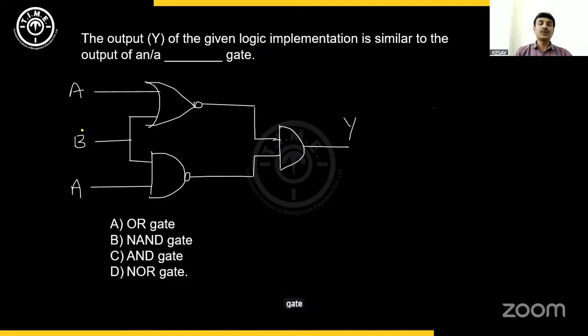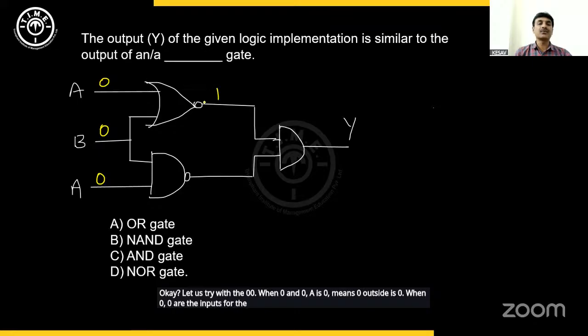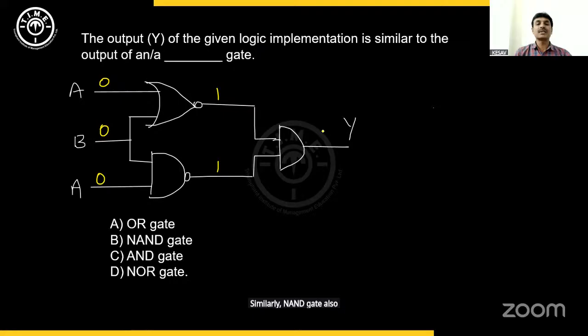See, A, B, only two inputs are there. Okay. Let us try with 0, 0. When 0 and 0, A is 0 means here also it is 0. When 0, 0 are the inputs for the NOR gate, it gives one output. Similarly, NAND gate also gives one output. Output becomes 1 here. So 0, 0 combination is giving 1. A is 0, B is 0, output Y is 1.